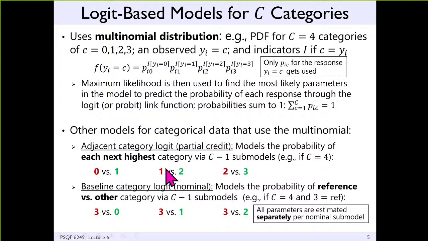So 0 versus 1, 1 versus 2, 2 versus 3, that is what's known as a partial credit model, which is a Rasch model. The generalized version of that is going to have different slopes for different items. A simplified version is what's known as the rating scale model. And if they're unordered, what I would call baseline category logit is what's known as nominal.